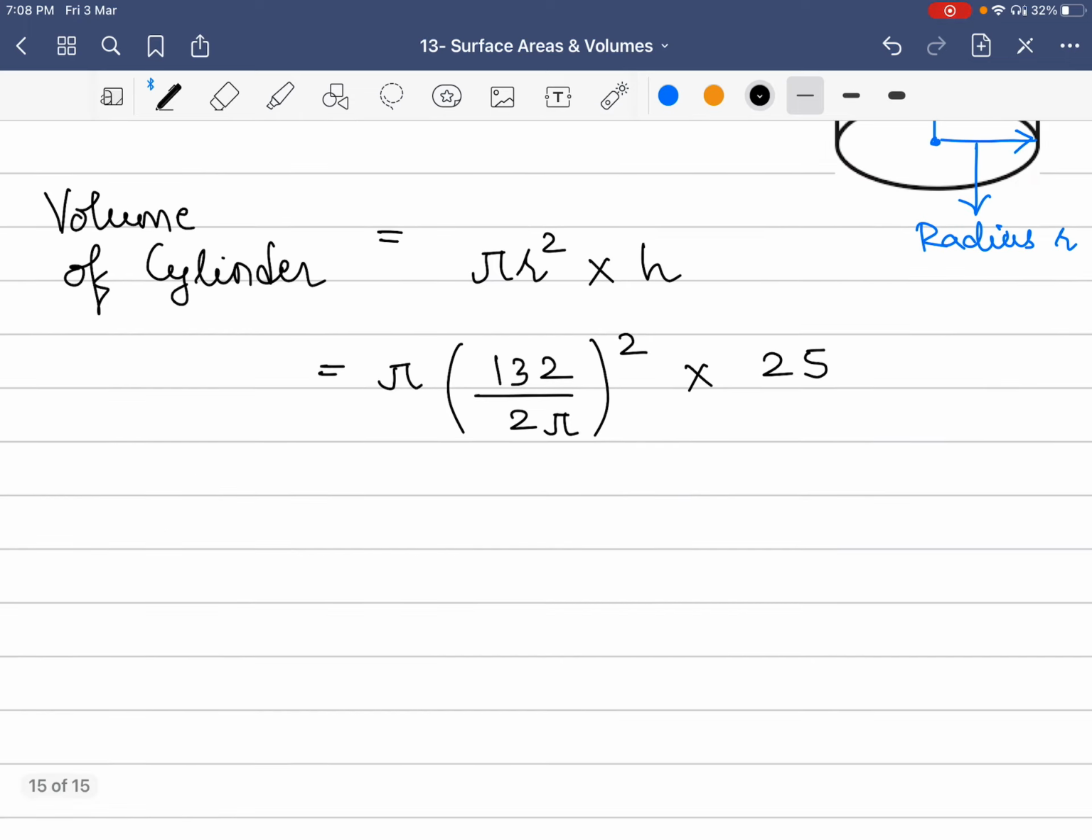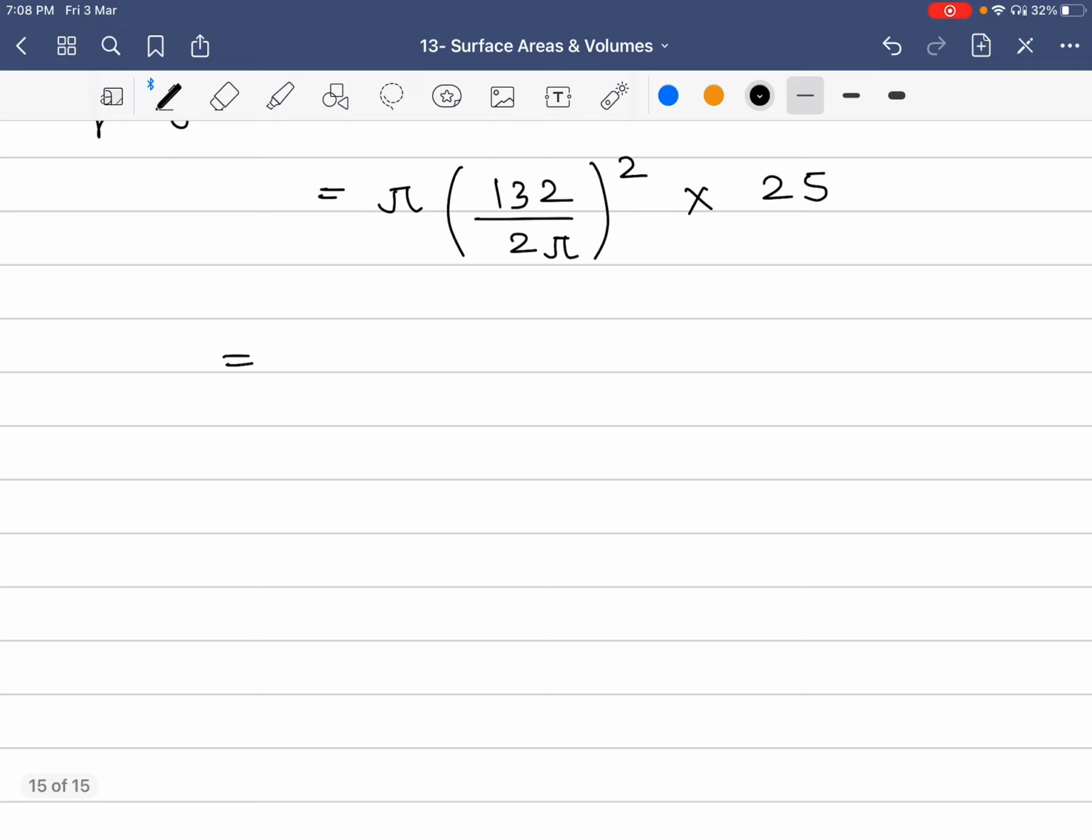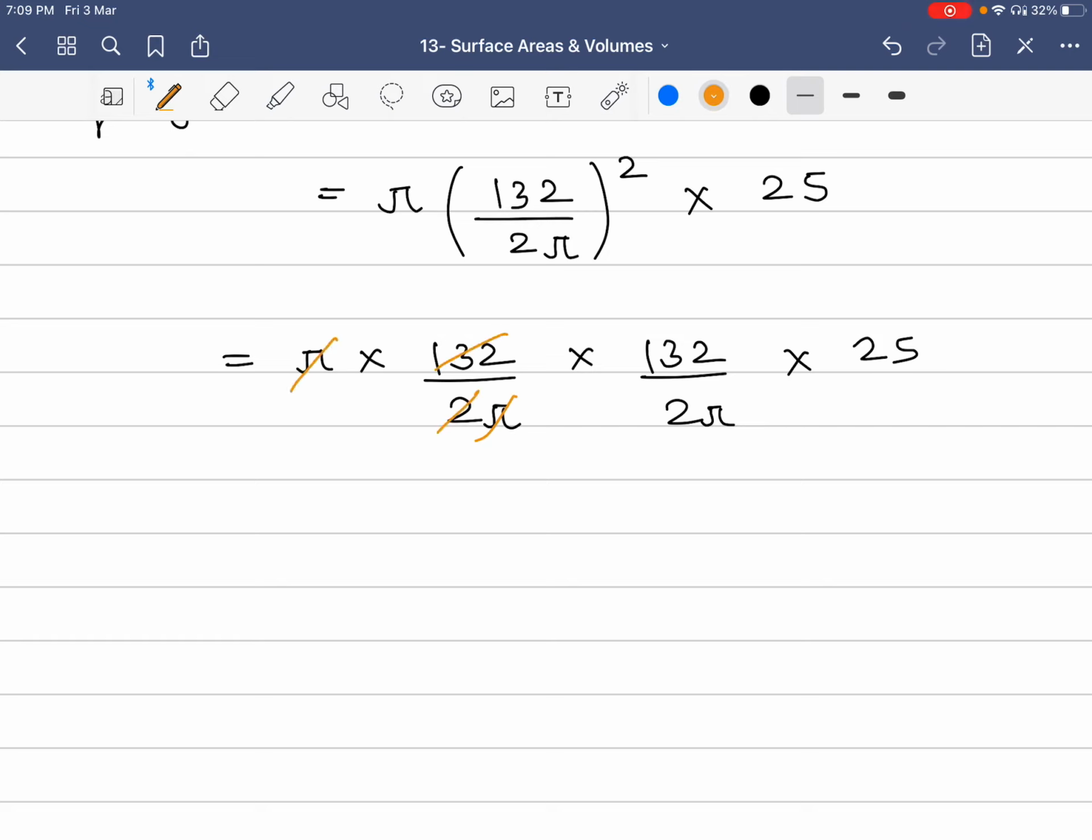Now let's try to solve this mathematical expression. So pi into 132 divided by 2 pi, into, because it's a square, 132 divided by 2 pi, into 25. Now let's see what can get cancelled out. This pi and this pi get cancelled out. 2 sixes are 12, 2 sixes are 12, and similarly this 2 and this 2, so it will be 66, and this pi will remain as it is. Pi can be written as 22 by 7. Let's go step by step, no need to hurry.